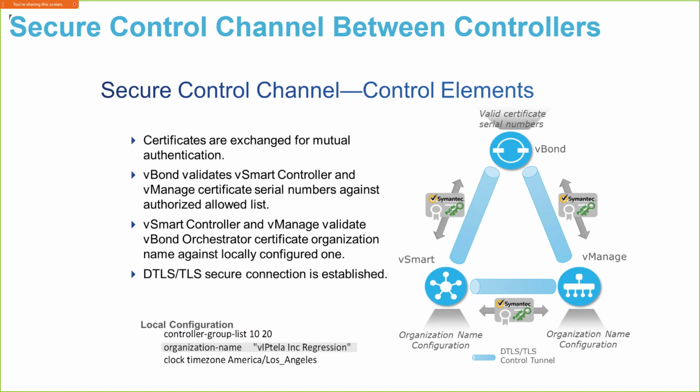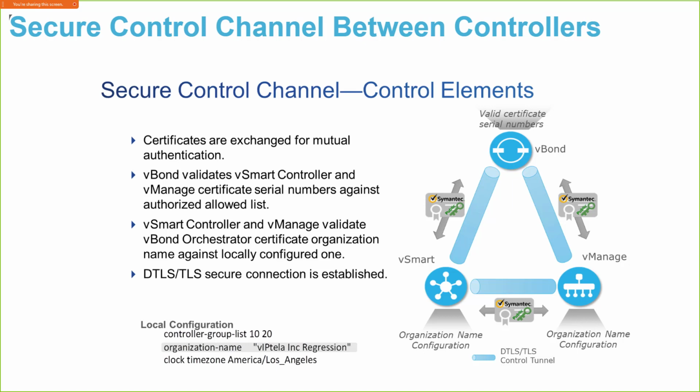vBond validates the vSmart controllers and vManage certificate serial numbers against an authorized allowed list, which you configure as an administrator. The vSmart controller and vManage validate the vBond orchestrator certificate organization name against a locally configured one, which you configure. And then we have DTLS and TLS to establish the secure connection so that we can make sure that this stuff is exchanged over a private line, not over public domain, right? That's the whole purpose of having the DTLS piece in place.